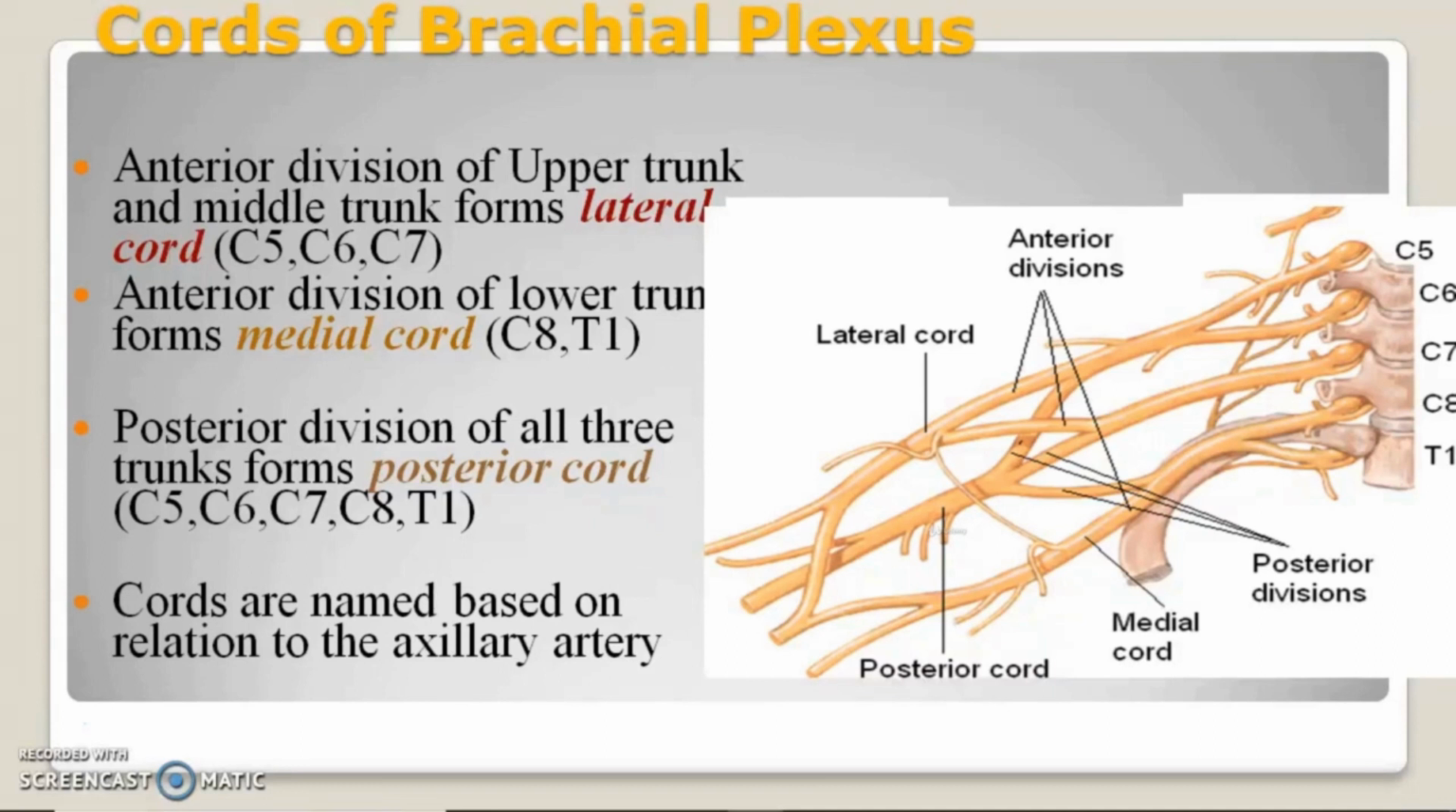And then we call the chords medial, lateral and posterior chord because of their placement related to the axillary artery. Axillary artery topic we already dealt with. In relations you have seen, especially in the second part of the axillary artery, how these nerve chords are located. One is located posteriorly, another one medially and then laterally. So according to the position of the chords related to the axillary artery, we give the names medial chord, lateral chord and posterior chord.